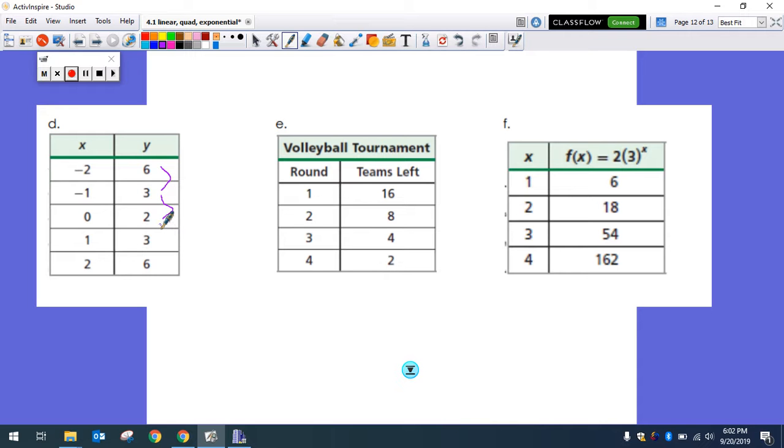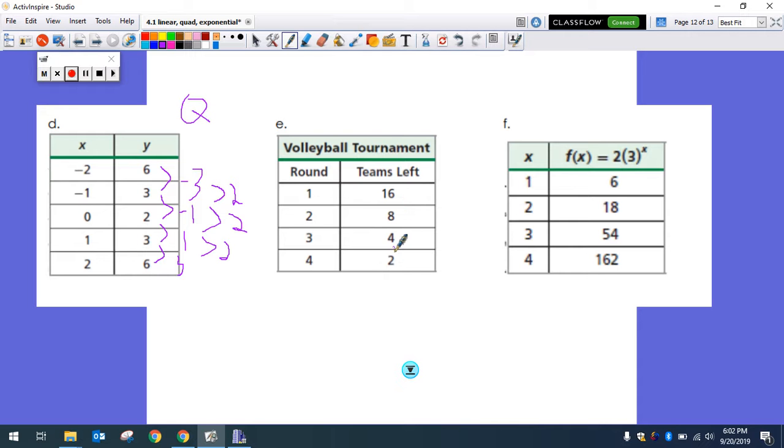So we want to find all these differences. So from 6 to 3, we subtracted 3. 3 to 2, we subtracted 1. 2 to 3, we added 1. 3 to 6, we added 3. So it's definitely not linear. From -3 to -1, we added 2. From -1 to 1, we added 2. From 1 to 3, we added 2. So all those, the second ones were the same. That means it's a quadratic.